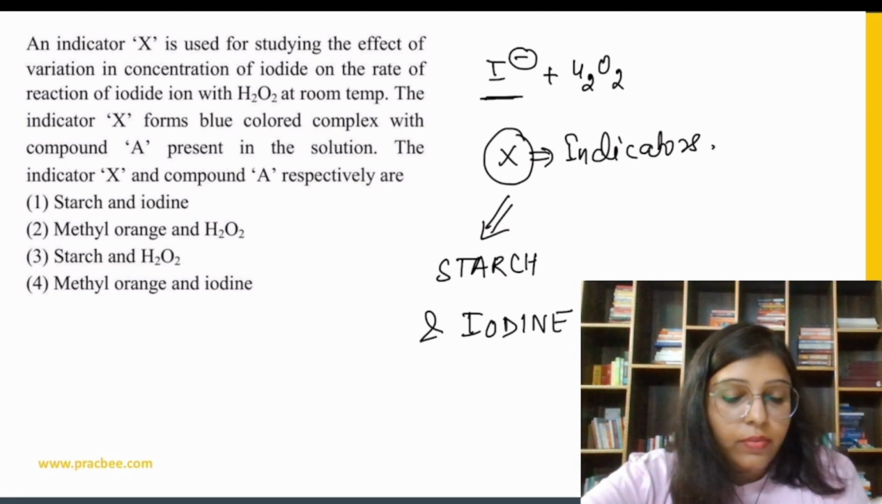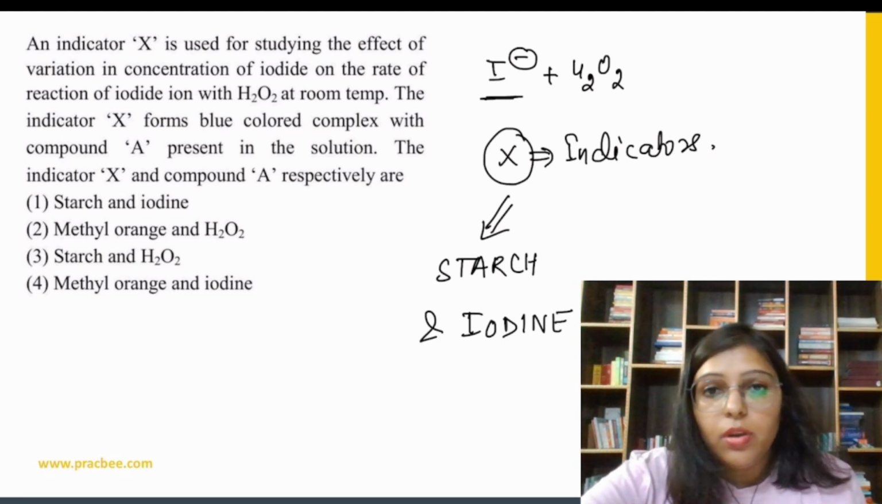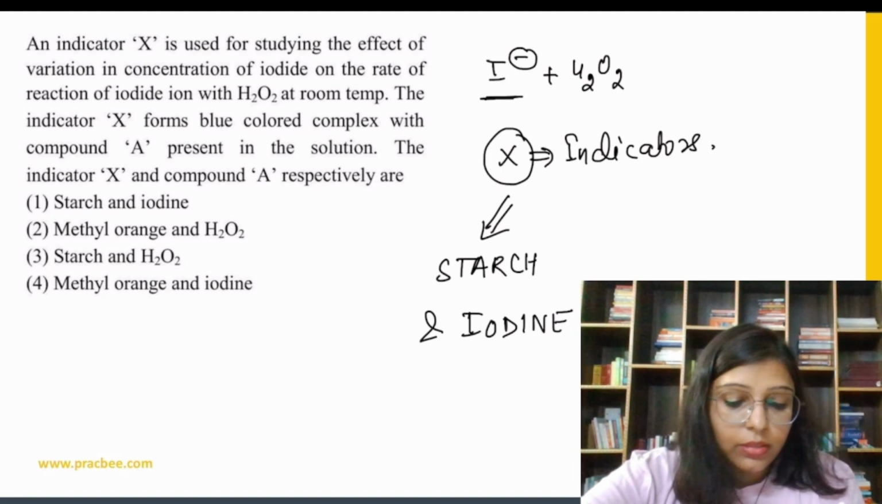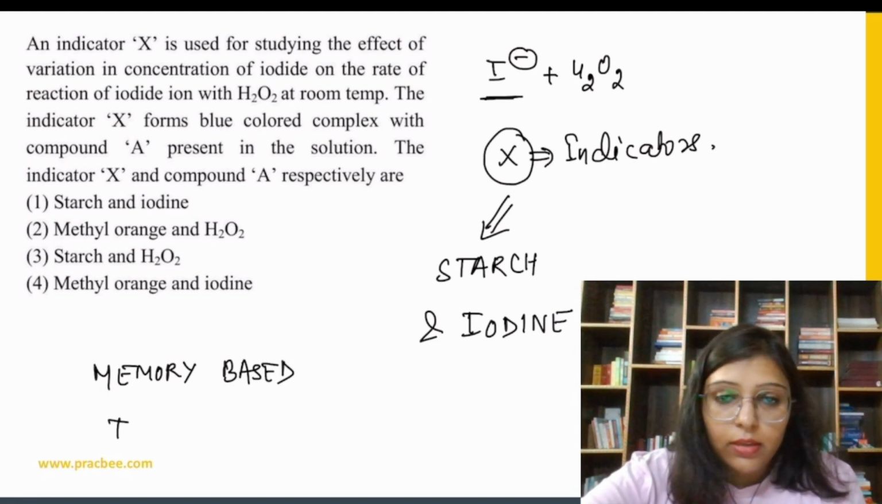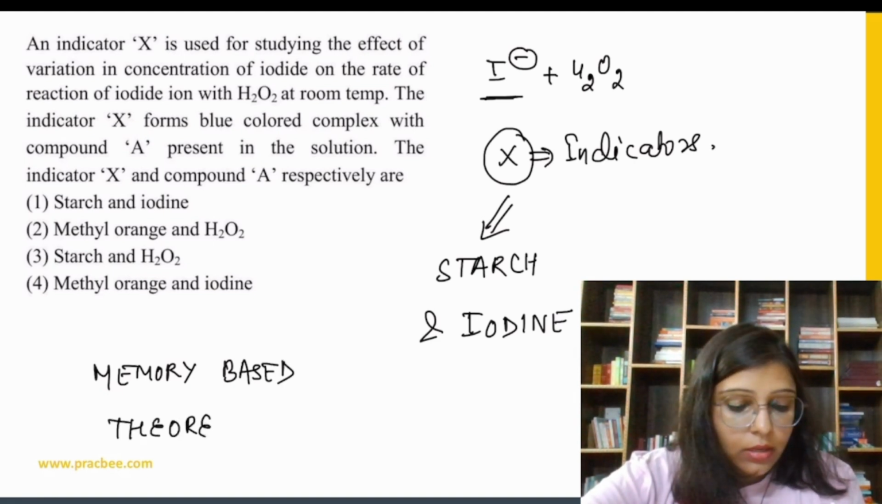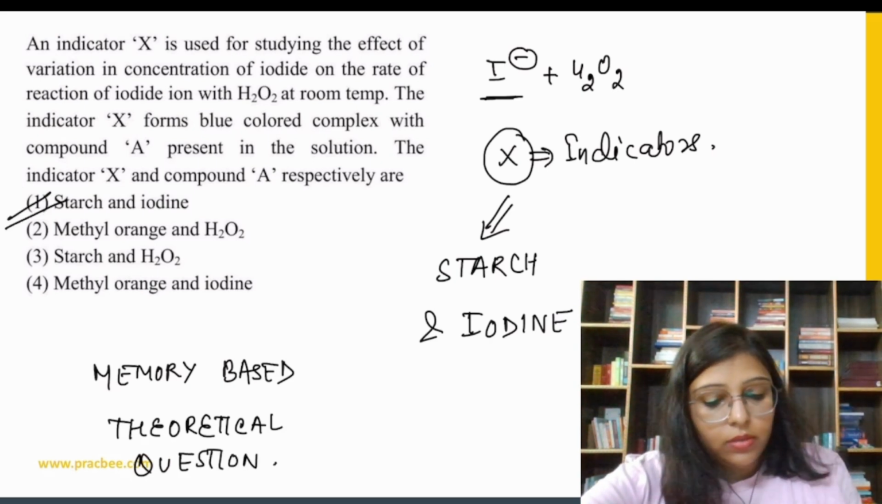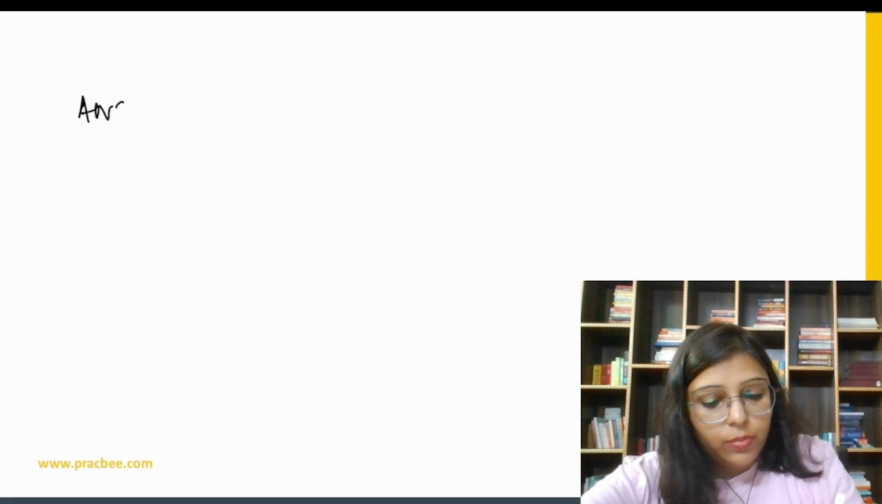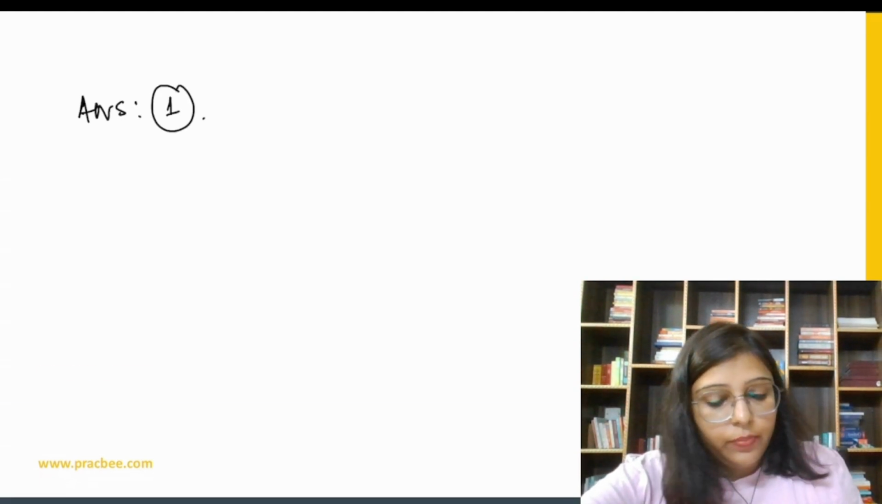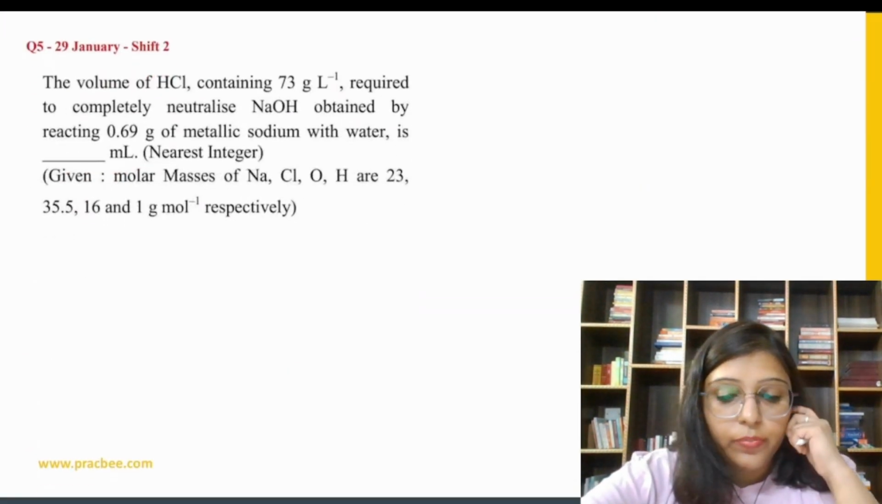Right. With iodine, starch forms a blue color complex. That's clear. This is a memory based and theoretical question. So see, the answer is 1. Okay. Let's do the next question.